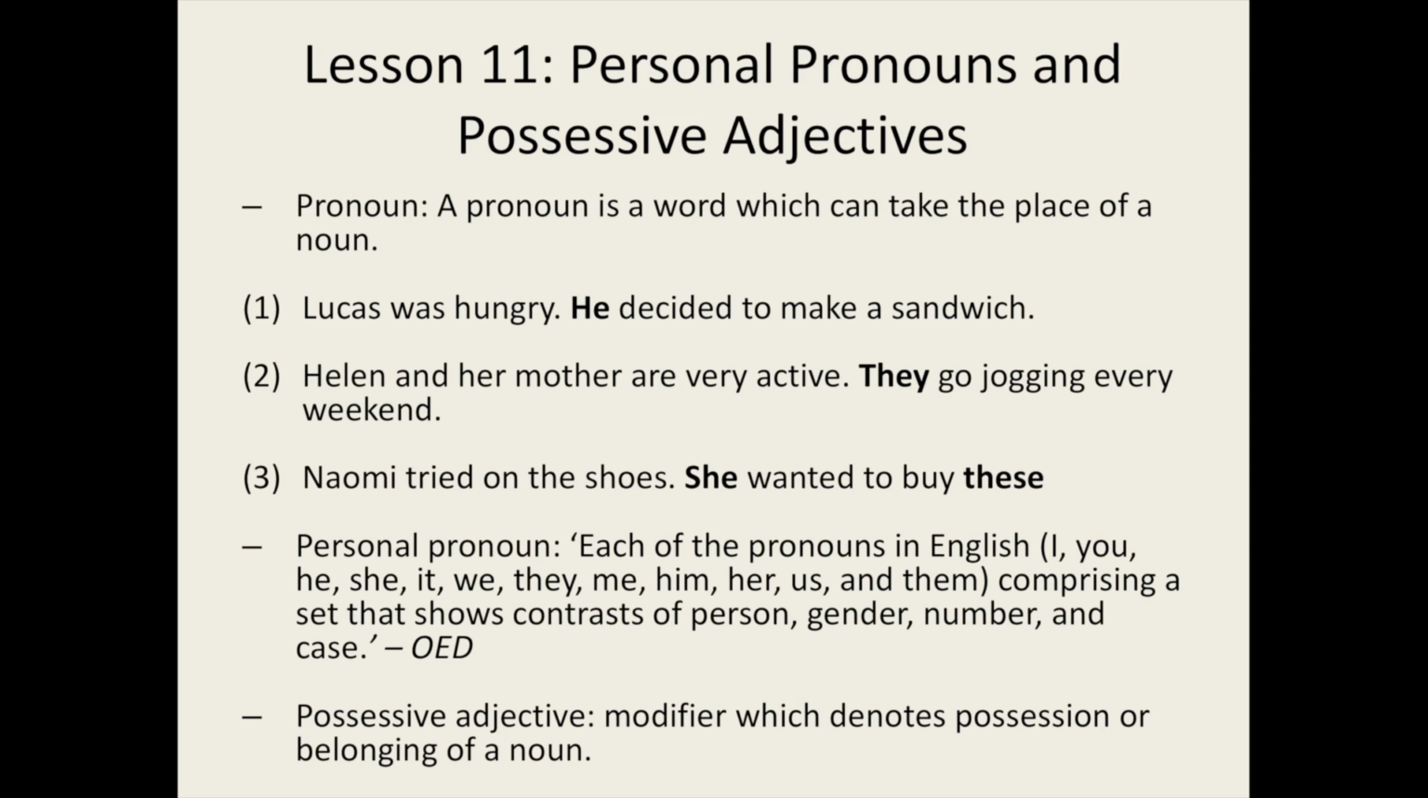In example 1, we have 2 sentences. Lucas was hungry and he decided to make a sandwich. Clearly the pronoun he refers to Lucas. In the second sentence of the second example, the pronoun they refers to Helen and her mother. In the third example, which is slightly different, we have 2 pronouns, she and these. She refers to Naomi. These refers to the shoes that she wishes to purchase.